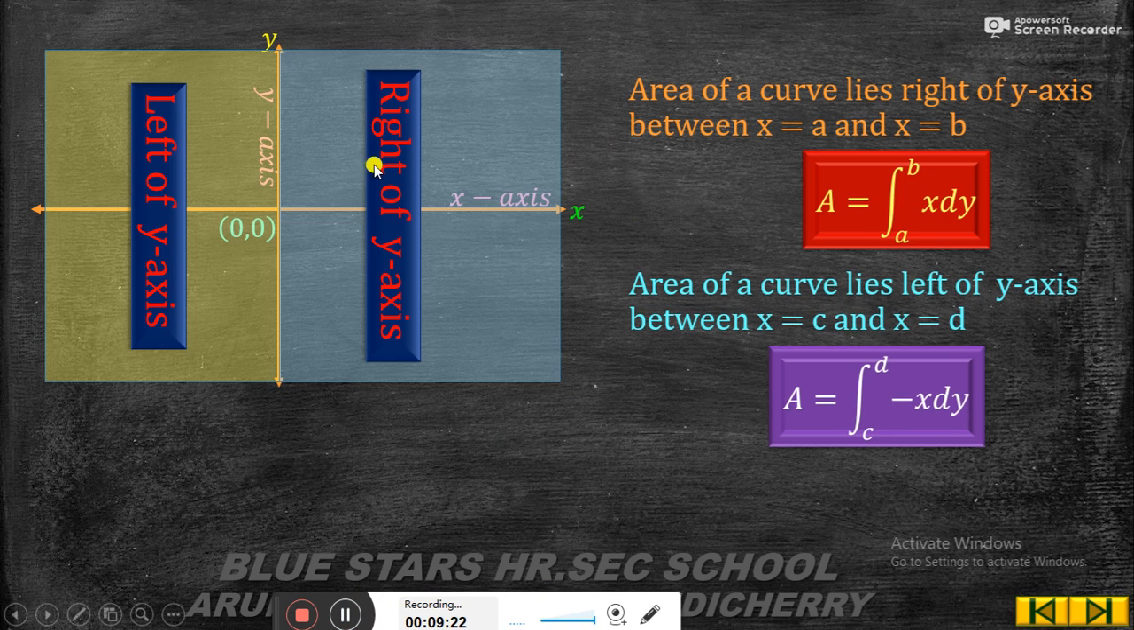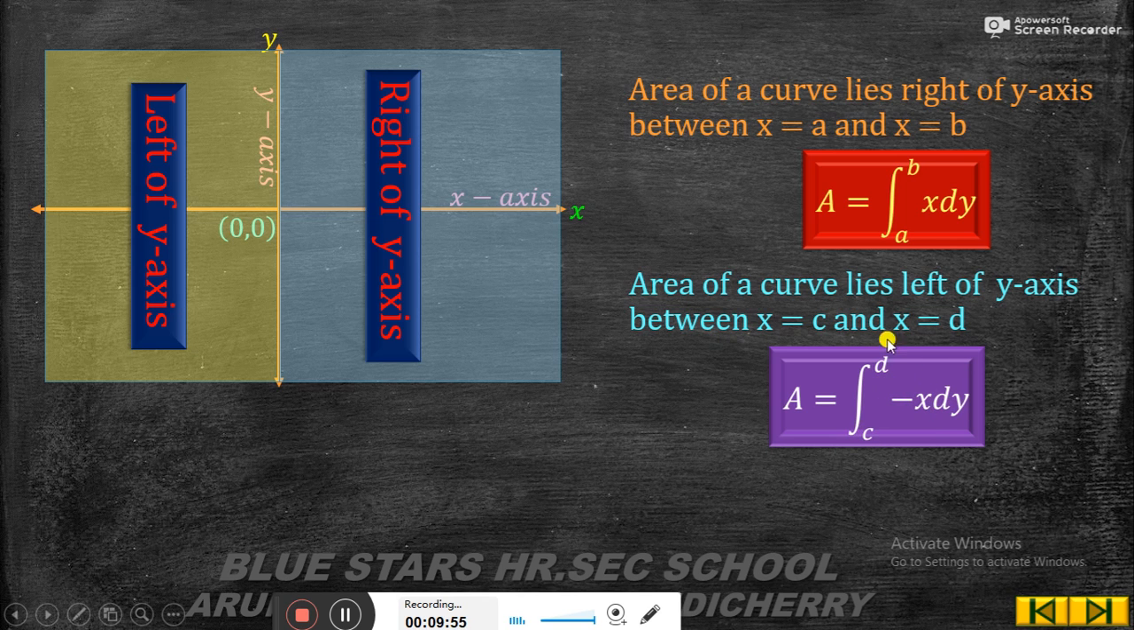So now this is the right of y-axis, this is the left of y-axis, this is the xy axis. Here this portion we call right of y-axis, this portion we call left of y-axis. The area of the curve that lies right of y-axis between x equal to a and x equal to b means the formula is A equal to integral a to b x dy. Area of a curve that lies left of y-axis between x equal to c and x equal to d means area equal to integral c to d minus x dy.